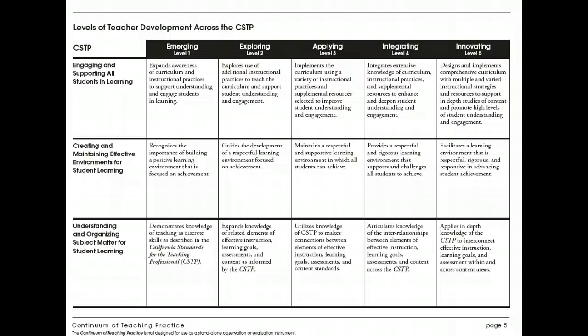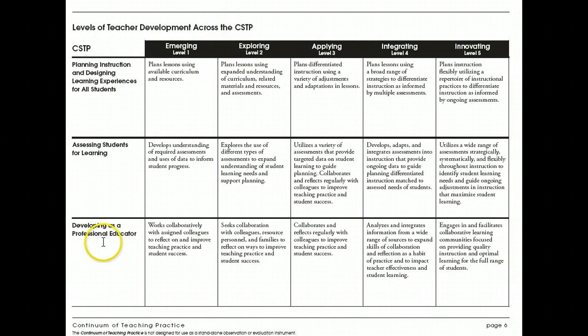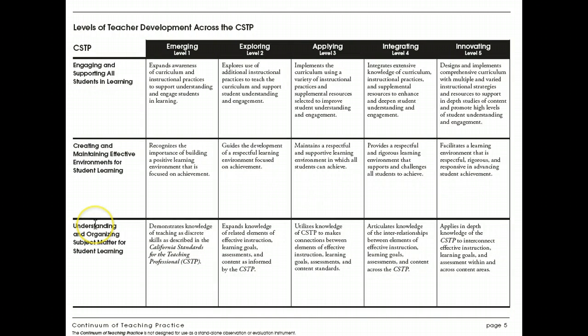You will find all of the CSTPs and aligning developmental levels listed on pages 5 and 6 of the Continuum of Teaching Practice. It is here that you will mark in the booklet indicating your developmental level and record evidence for why you determined that level in the space provided below each standard. We recommend that you start with Standard 6, Developing as a Professional Educator. In your initial assessment, you will be marking only the levels for each standard.